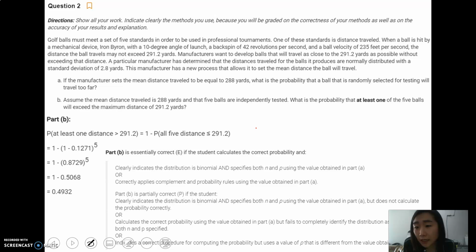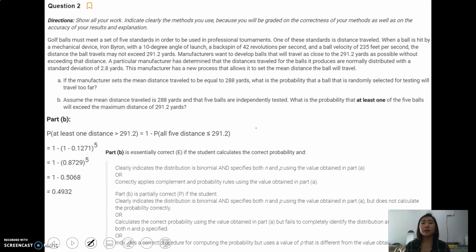So part B was asking, assume the mean distance traveled is 288 yards and that 5 balls are independently tested, what is the probability that at least one of the 5 balls will exceed the maximum distance of 291.2 yards? Okay, so this one, you actually had to indicate that this was a binomial distribution, right?